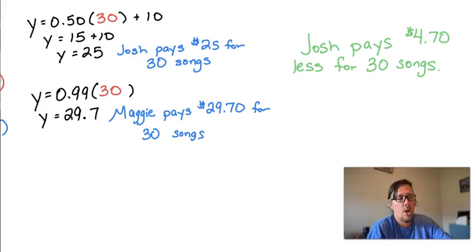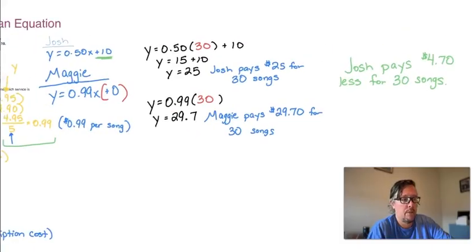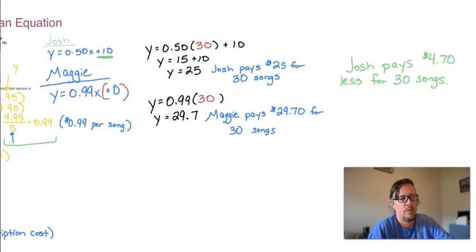So what we've done here is we took an equation for Josh that we were just given. We then created an equation for Maggie using the table that we were given. And then once we had those two equations, we used the equations to answer a question, which was which one of these two things is better in this specific case.